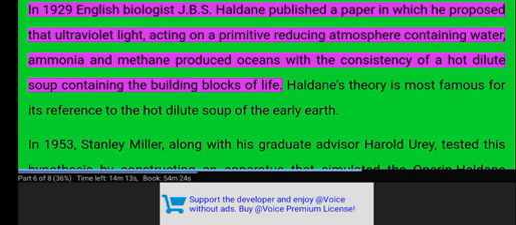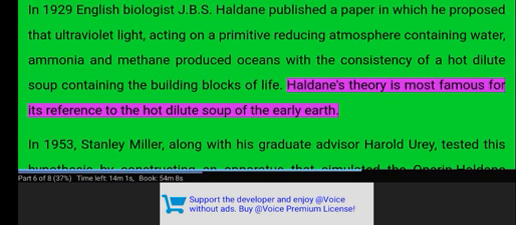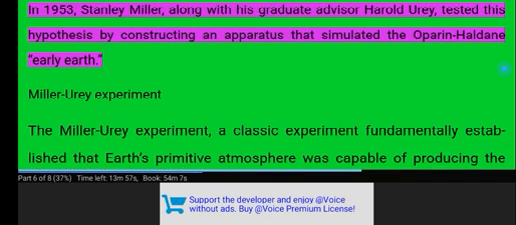In 1929, English biologist J.B.S. Haldane published a paper in which he proposed that ultraviolet light, acting on a primitive reducing atmosphere containing water, ammonia and methane, produced oceans with the consistency of a hot dilute soup containing the building blocks of life. Haldane's theory is most famous for its reference to the hot dilute soup of the early Earth.